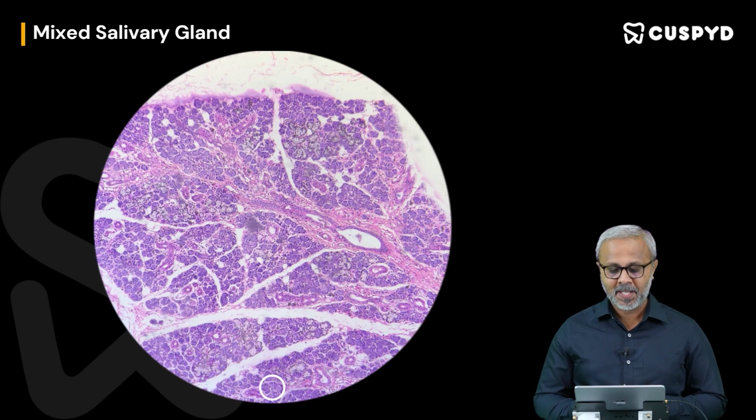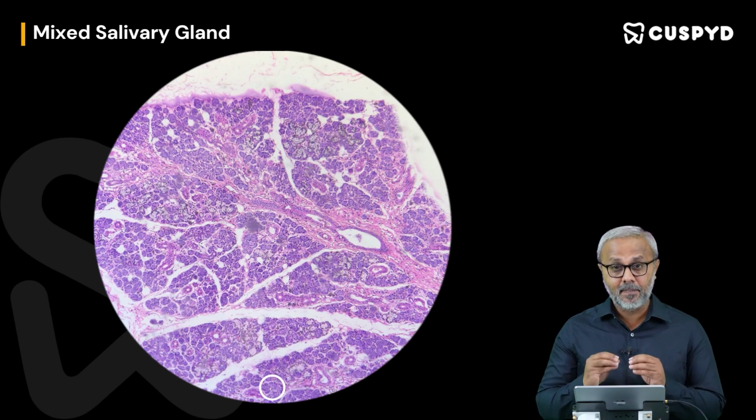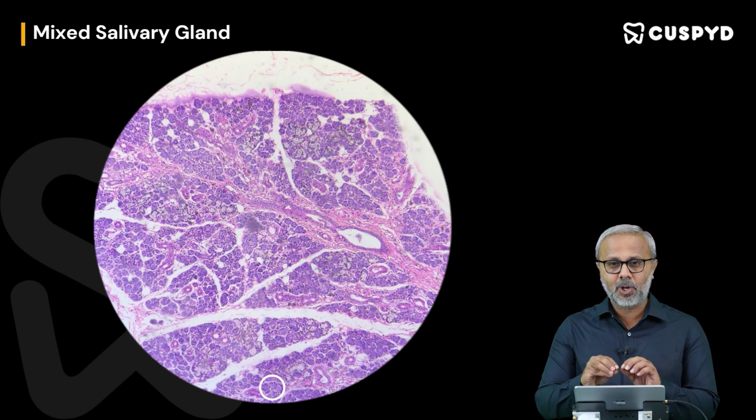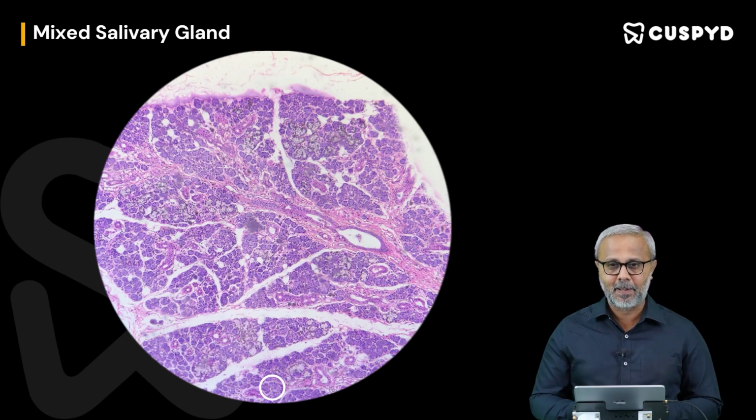Your answer should be, even here we can identify a thin connective tissue capsule, and then the connective tissue again divides the gland into a number of smaller units called lobules. Each lobule contains the secretory component, which here is made up of both serous acini as well as mucous acini. Compared to serous salivary gland, you can see a lot of light staining areas which represent mucous acini.